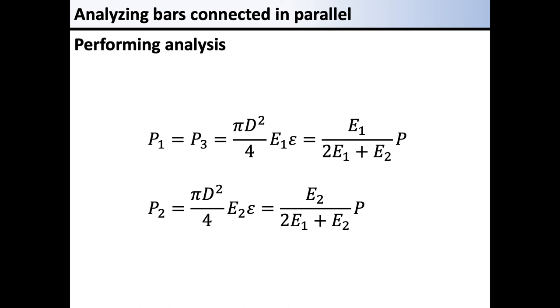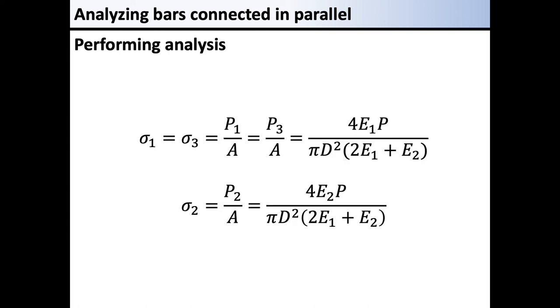Then, we can define the axial force of each of the bars. The following equation defines P1 and P3, which are the same. And for P2, we get this equation. From these equations, we can see that the loads are distributed proportional to the ratio of Young's modulus. The stresses in the bars, σ1, σ2, and σ3, respectively, are calculated by dividing the load by the cross-section area to get these equations.